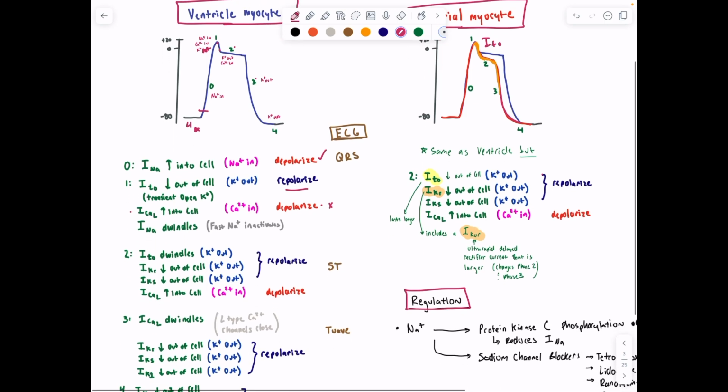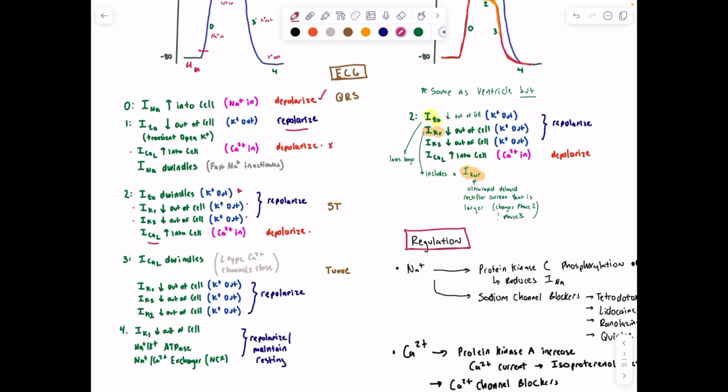All right, phase 2, the transient open potassium channel is starting to dwindle. It's not open for very long, but your delayed rectifier potassium channels are now getting into their basically completely open configuration, and so you have a battle of potassium going out, repolarizing the cell, and the long open calcium channel allowing calcium into the cell, depolarizing the cell. So you get this plateau phase overall, and that continues until the long open calcium channel closes.